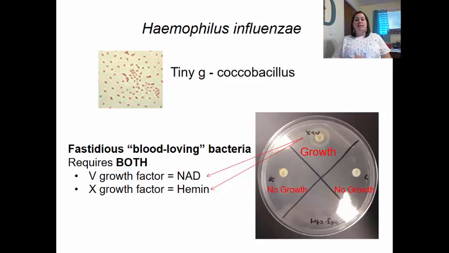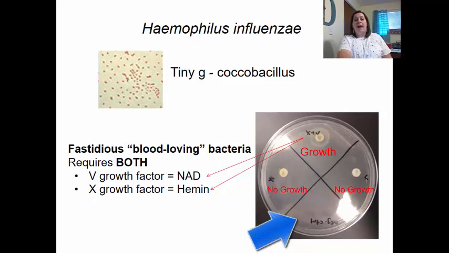These are very fastidious bacteria, meaning that they are very picky. They are also blood-loving bacteria. They require two distinct growth factors in order to grow properly. We see that it can be represented here with the V or 5 growth factor, which is NAD, and then the X or 10 growth factor, which is hemin. We need both of them in order to grow. So if you look at this plate, they gave no factors at the bottom, so there's no growth.